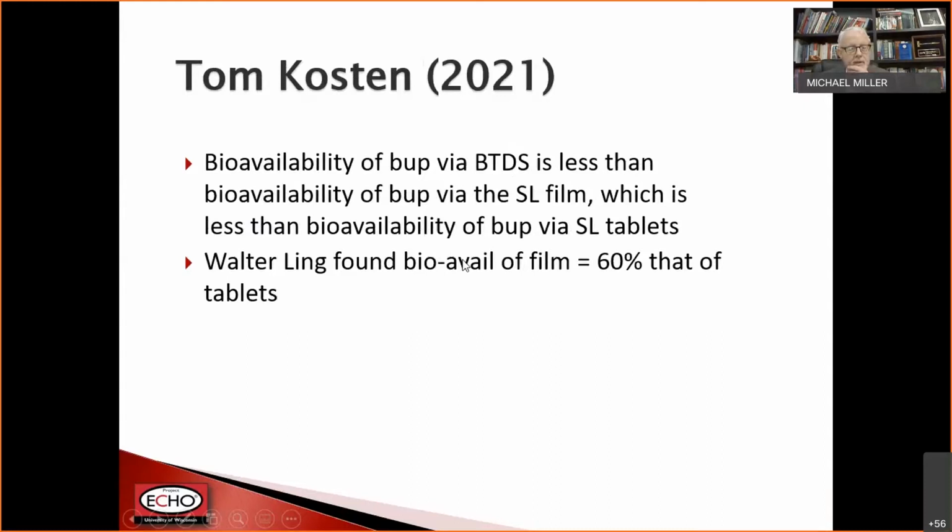It is interesting that the bioavailability of the film and the tablets are different. We know that because we say that 5.7 of Zubsolv equals 8 of buprenorphine, which really makes you wonder when they switched the Suboxone product from film to tablet and didn't change the dose recommendations.